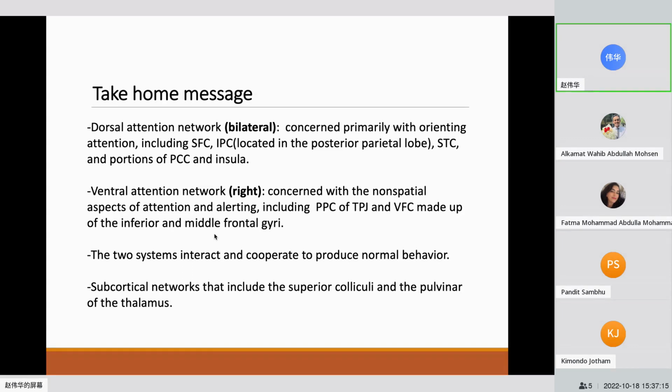These two systems do not work independently. They interact and cooperate to produce normal behaviors. And the other one is about the subcortical networks, such as the superior colliculus and the pulvinar of the thalamus.